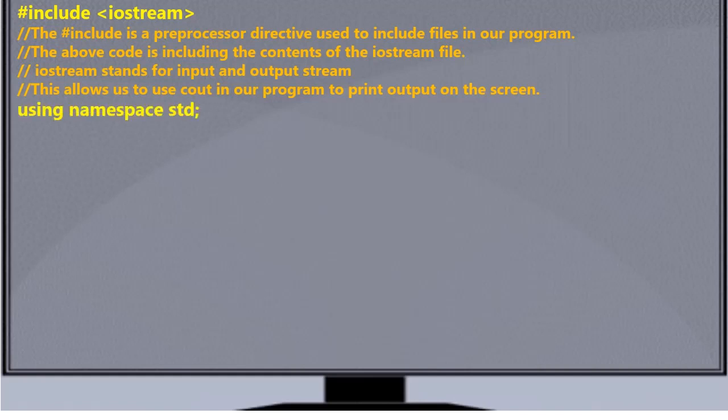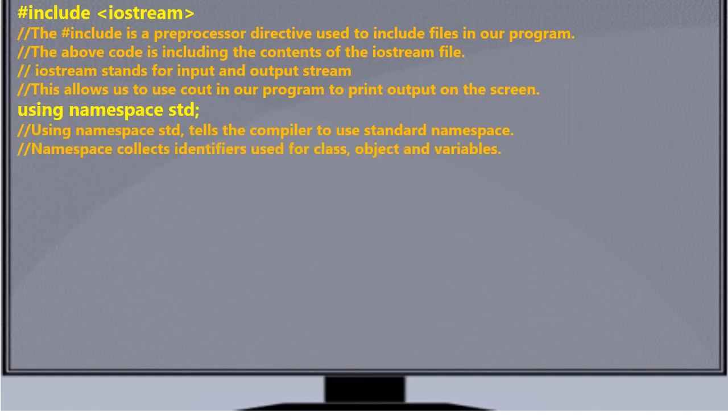Now in the next line we use using namespace std. Using namespace std tells the compiler to use the standard namespace. Namespace collects identifiers used for classes, objects and variables. We will learn this concept in our next lectures.